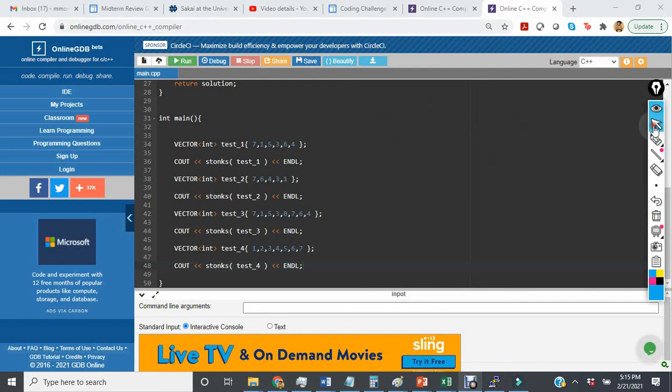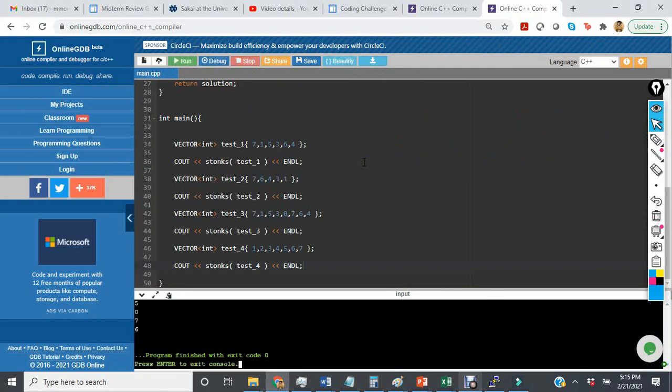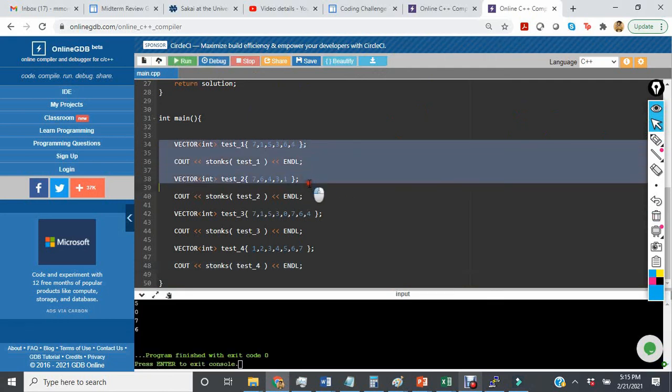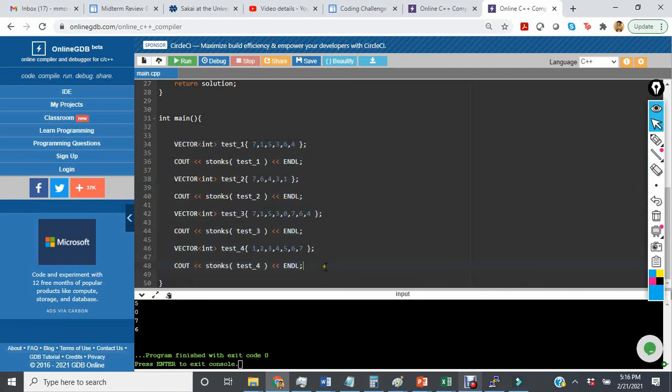So now let's run it and see what our results should be. And when I run it, we get 5, which is what we expected, 0, which is what we expected, 7, which is what we expected, and 6, which is also what we expected.